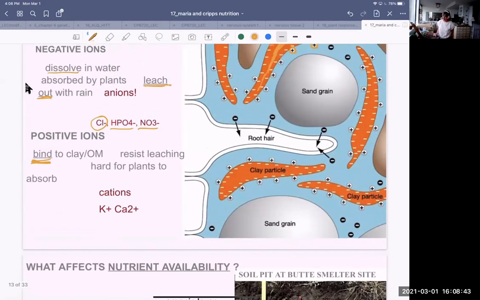Positive ions, cations, potassium, calcium. Those are all requirements, but how is the plant going to get them?